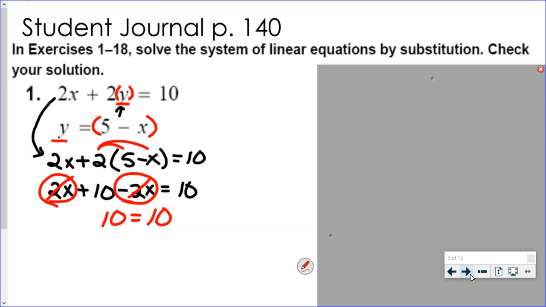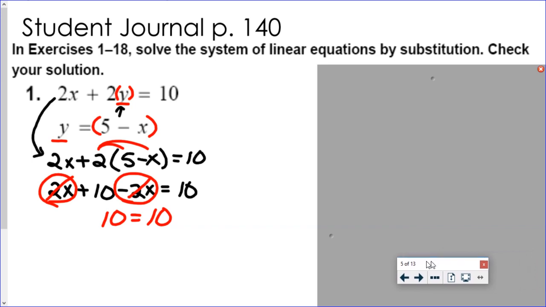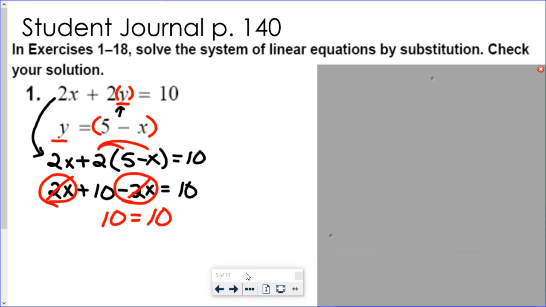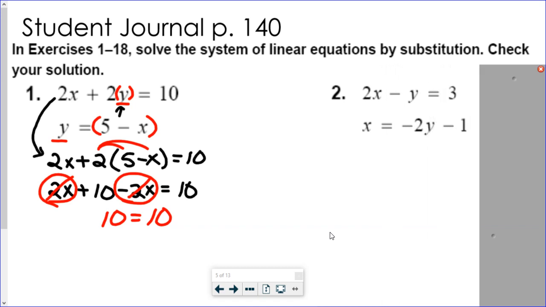What happens when I have 10 equals 10? Ooh, remember that? That's all real numbers, all numbers on the line. Same as yesterday, all numbers on the line. Okay? I know that was a tricky one. Okay, so if we ended up with something like 0 equals 10, no, that's a no solution. Those would be parallel.